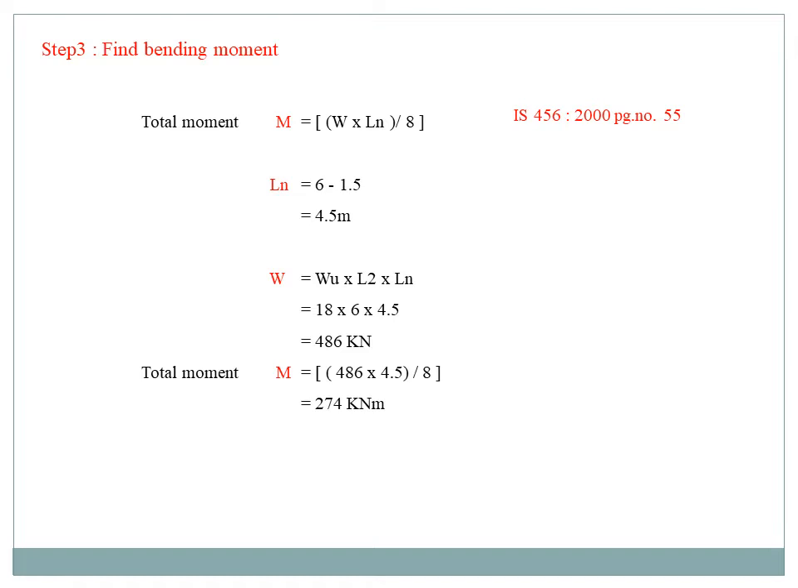Then W is equal to WU into L2 into Ln. This formula is also in our code book. So WU we can already find in step number 2. Then L2 is equal to 6 meter. Then Ln is equal to 4.5 meter. So W is equal to 486 kilonewton. So total moment is equal to WLn by 8. We know that formula, so apply the values. Our answer is 274 kilonewton meter.